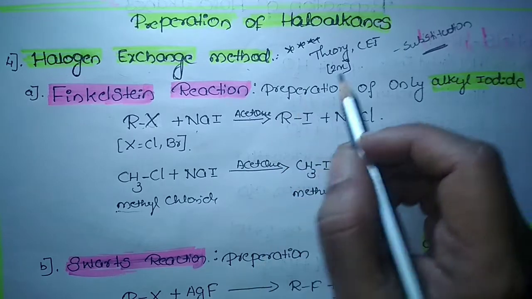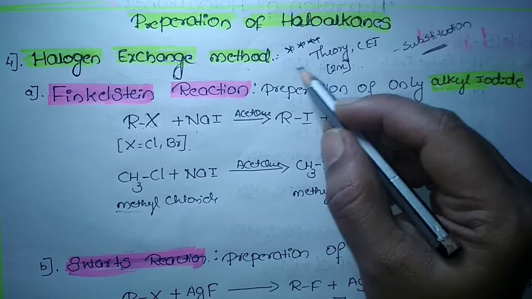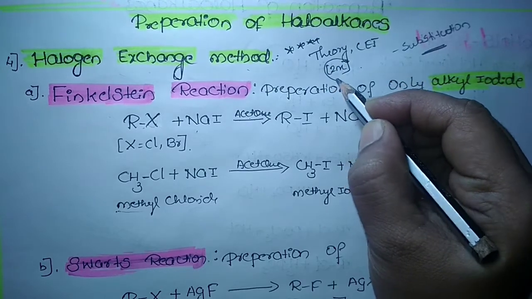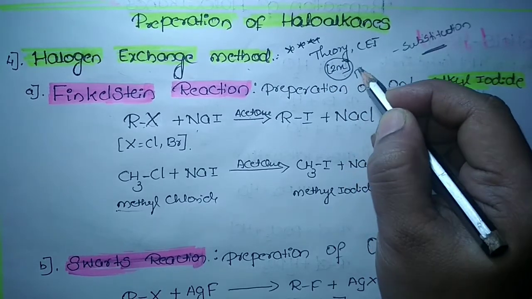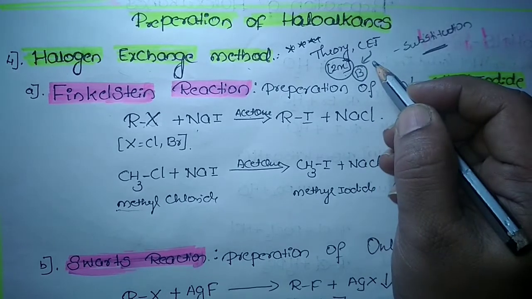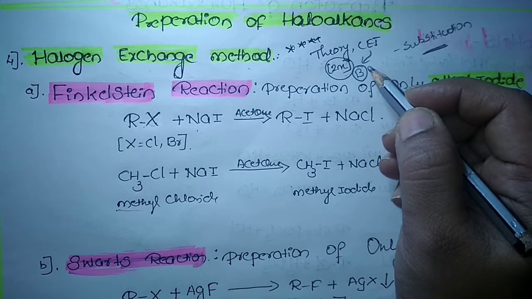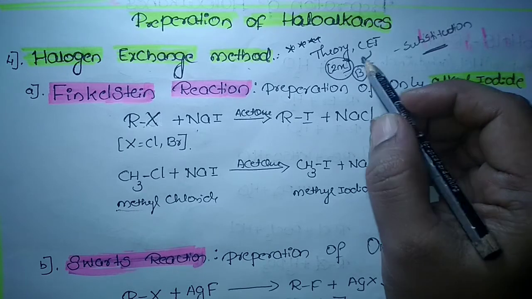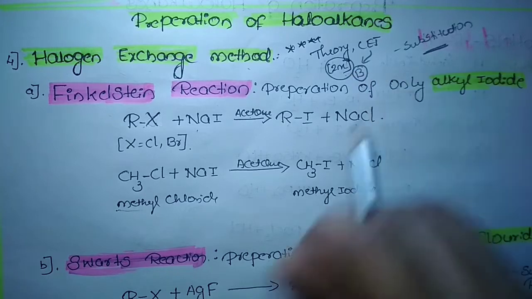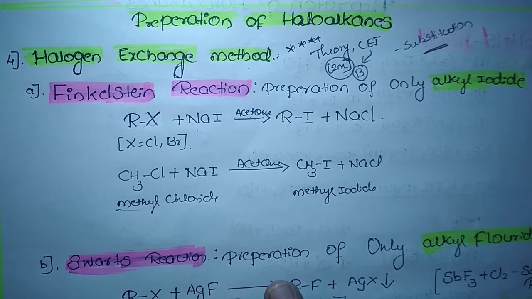These reactions are very important for the theory part, where you're going to get the compulsory 2 marks question in part B. At the same time, some CET questions might also appear over here. I'll explain in what way we're going to get them. Even a 1 mark question might appear. So the reactions here are, 3 reactions are there.